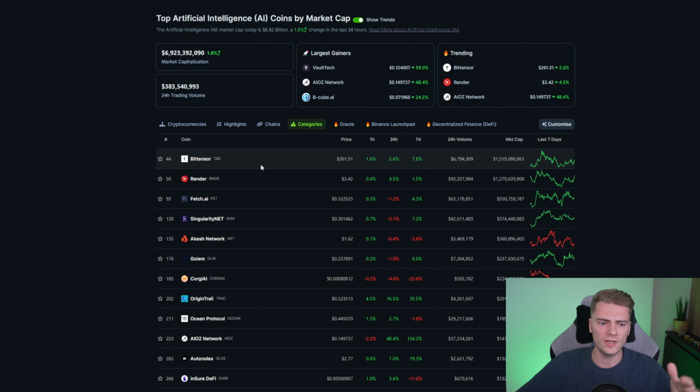And if we have a look at what is in there, we see that the biggest one is BitTensor, number 44, only on CoinGecko. And here is a small prediction of mine. I think that by the end of next bull market, we will probably see at least one project in the top 10, probably several in the top 20. That is my personal prediction. So I think they will outperform the rest of the altcoins.